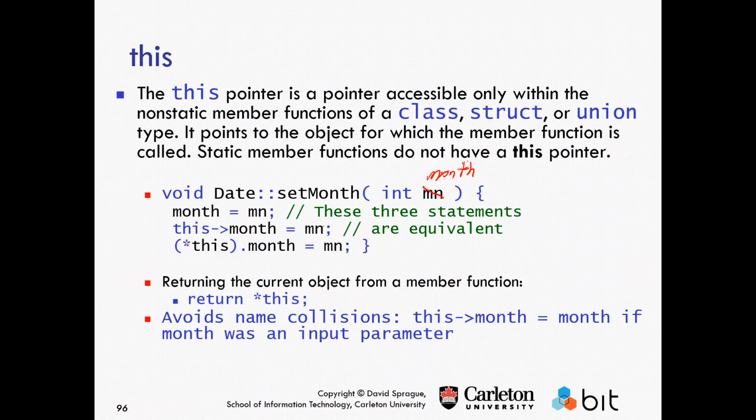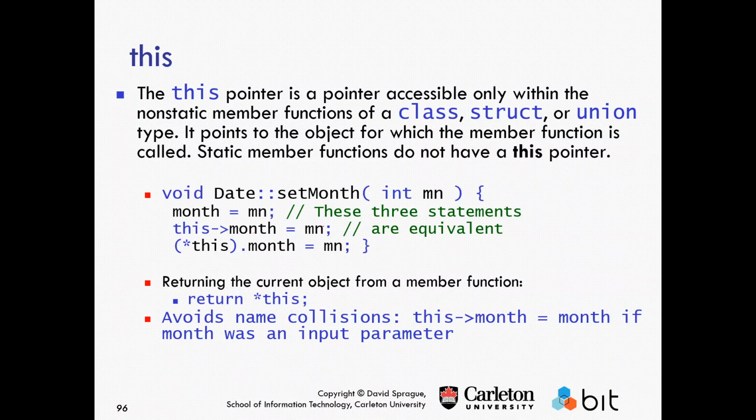I could also say star this, which is dereference the pointer. So I'm now looking at the object itself, not the pointer to the object. Dot month, and I'll get the member variable. All three of these, by the way, do the exact same thing. This is implicitly this month. This is explicitly this month. And this is take the this pointer, dereference it to get the actual object, get the member variable month for the object, and then set it to mn.